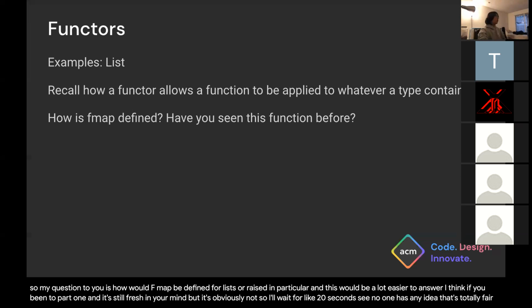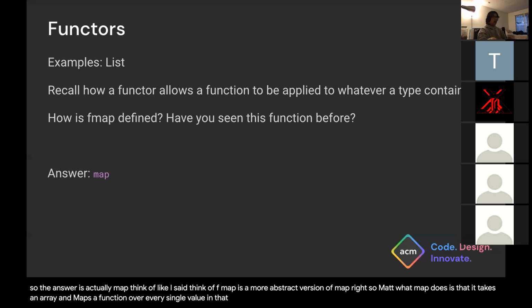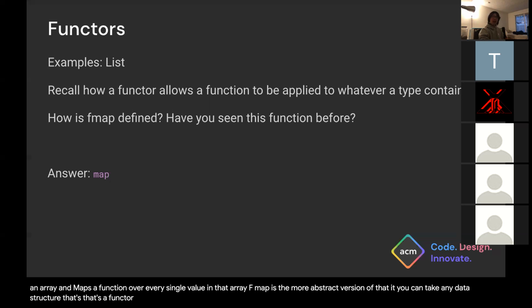That's totally fair. So the answer is actually map. Think of fmap as a more abstract version of map, right? What map does is that it takes an array and maps a function over every single value in that array. Fmap is the more abstract version of that. You can take any data structure that's a functor, and then you can apply a function to every value in that type, no matter how the data inside is structured, if that makes sense. I'm actually going to give you an example on the next slide.